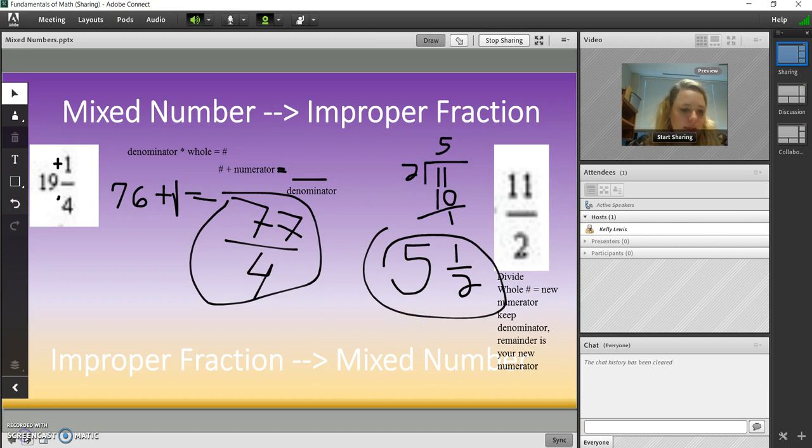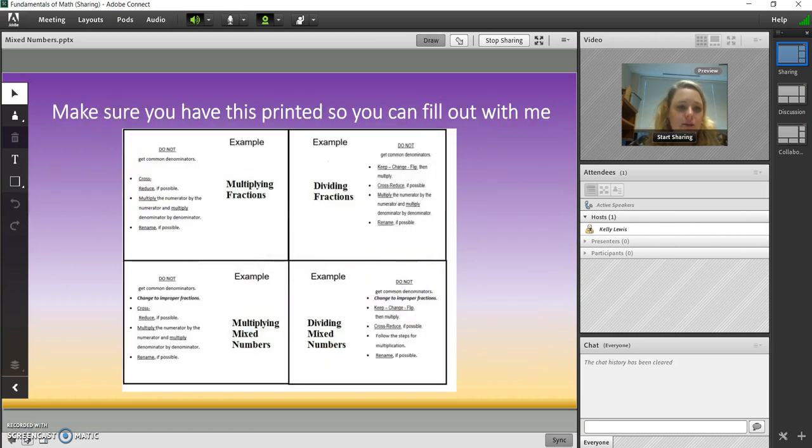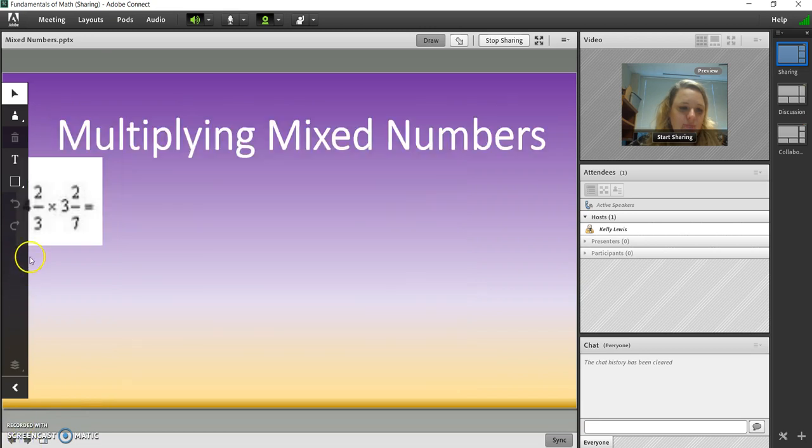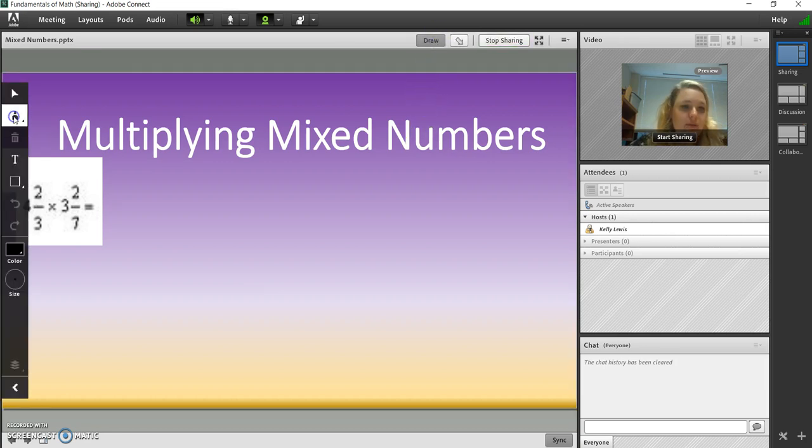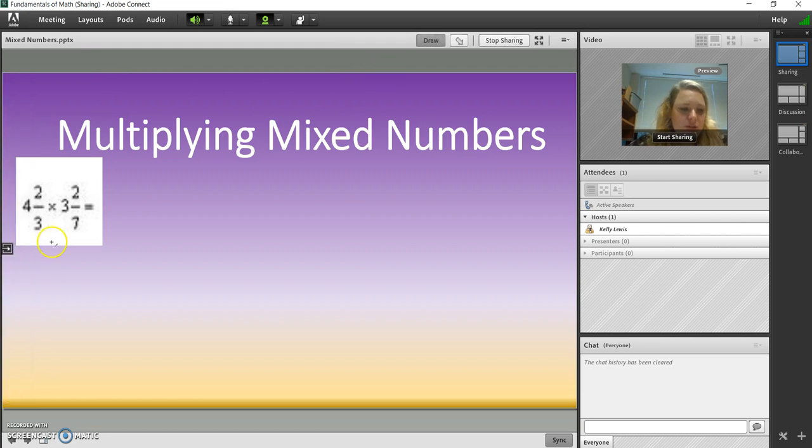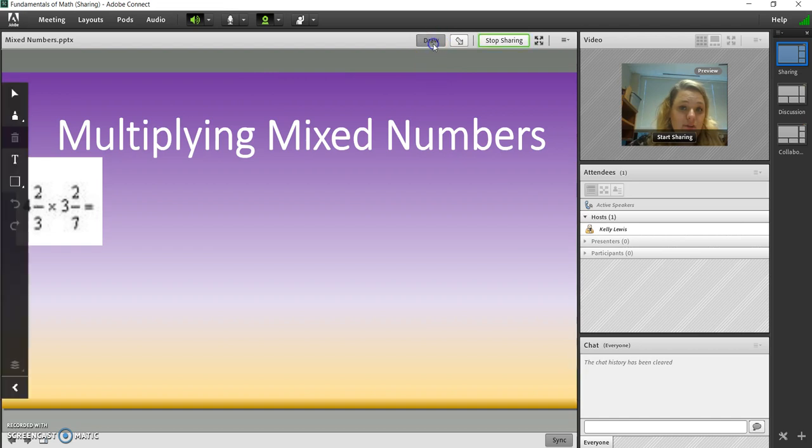All right, let's keep going. I'm going to go over the mixed number part for multiplying and dividing on this graphic organizer. Hang on one second. 4 2/3. My suggestion is this. Now you can do what you want. If there's a better way, or you like a different method, that's fine.